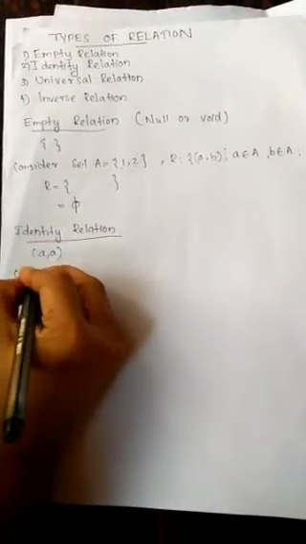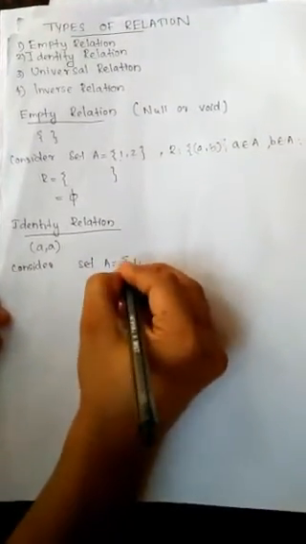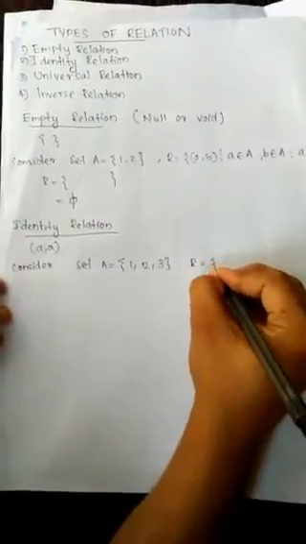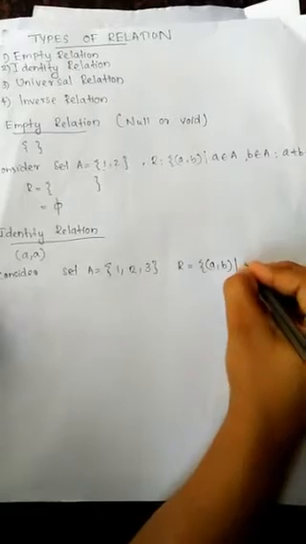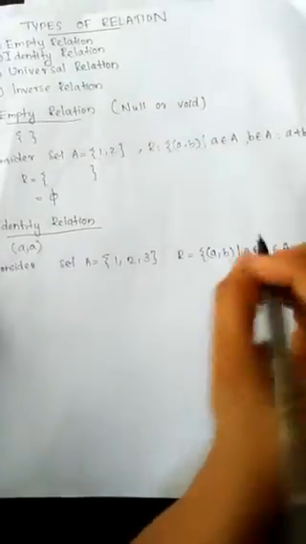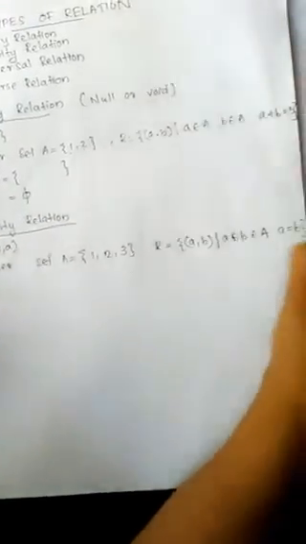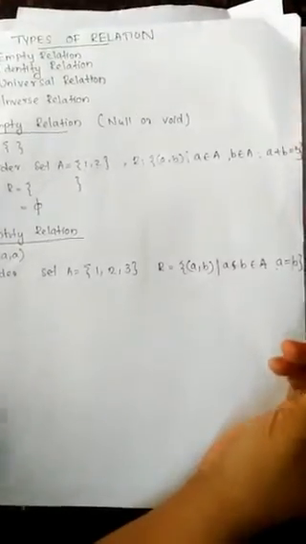For a better understanding of this relation, let me give you an example. Consider set A equal to {1, 2, 3}. Where the relation R is the set of ordered pairs (a, b) such that b belongs to A, where a is equal to b. This is the condition for the identity relation. Here a should be equal to b. That we already know: the image of an element will be the element itself.